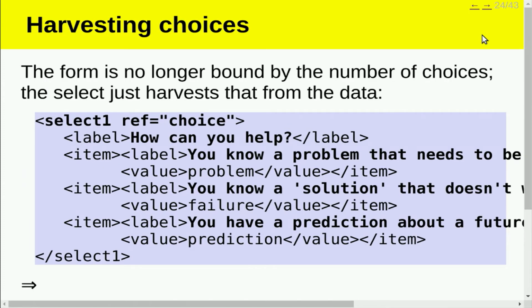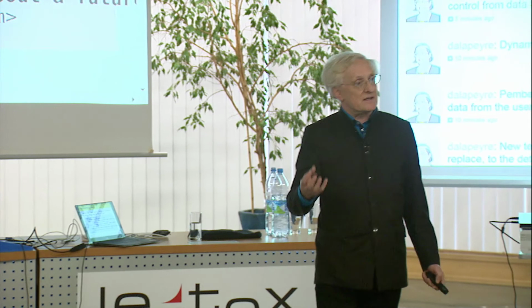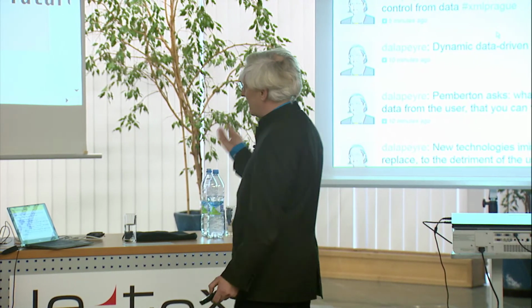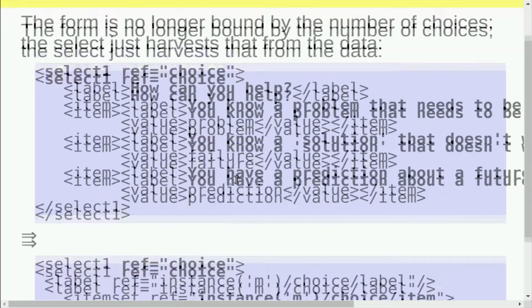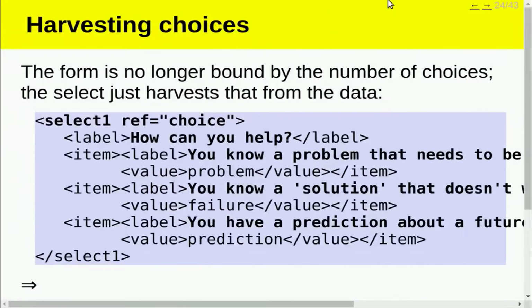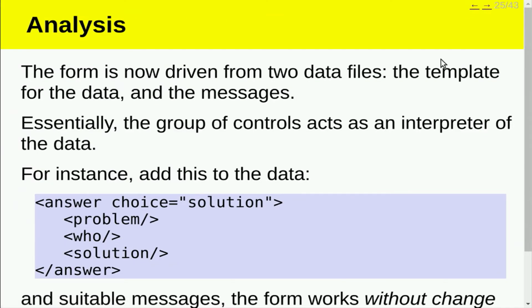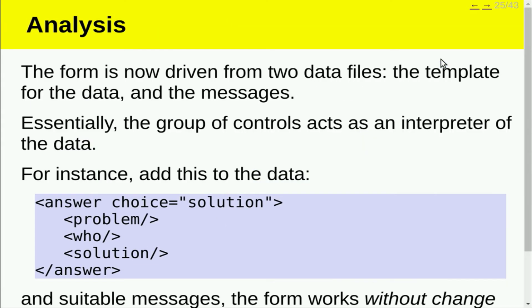But another nice advantage of this is that the form is now no longer bound to the number of answers that are bound into the user interface because it's coming from the data. So we can harvest the number of choices from the data, so that if we want to update the data, then all of a sudden it gives us the chance to add new data into our underlying data, and all of a sudden the form works with these new choices without you having to change the form at all.